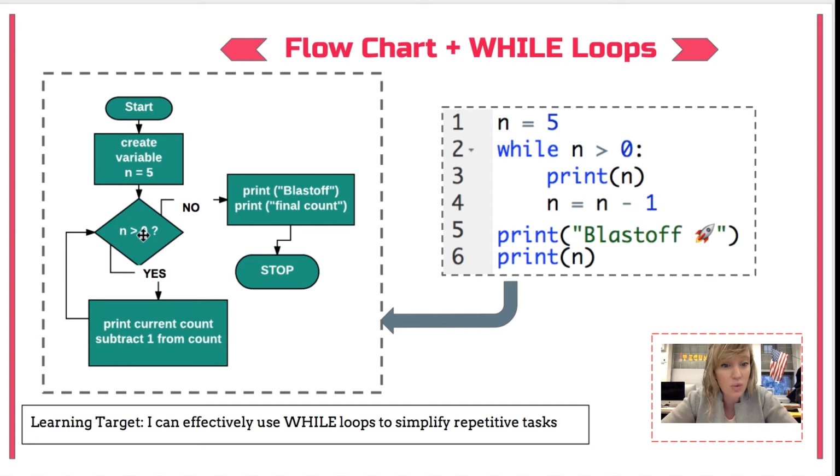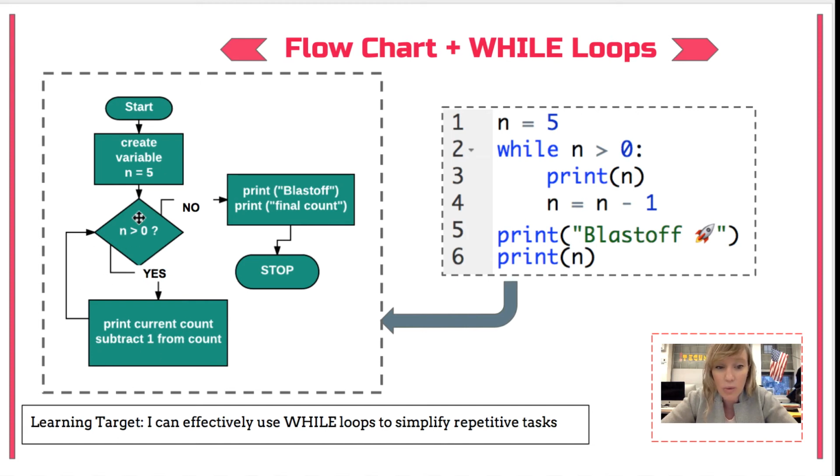If n is greater than 0, that's the yes branch, it goes down here, it prints off the current count, and it subtracts 1 from the count, and then it checks the condition again. So remember, it executes these two blocks, and then it checks the condition. It keeps doing this until we get to the point where n is 0.